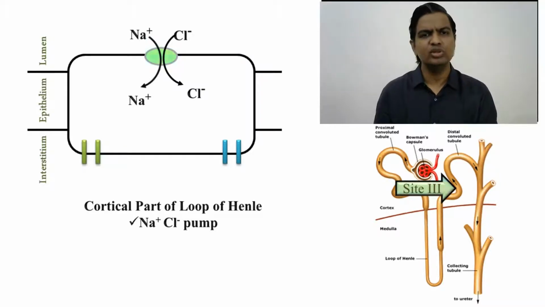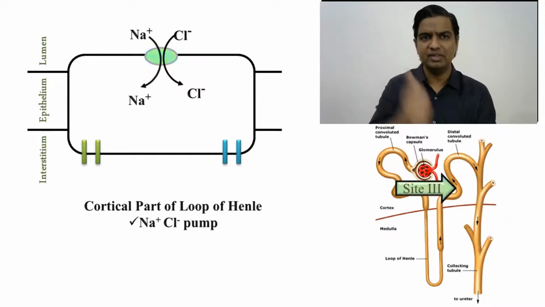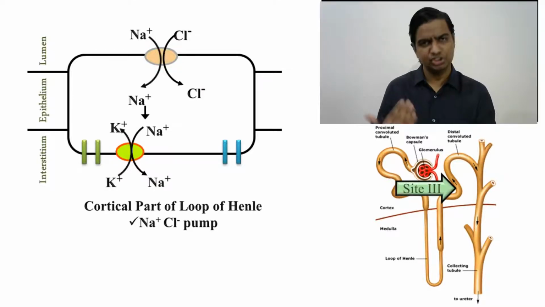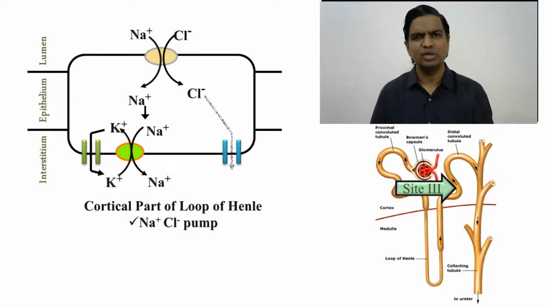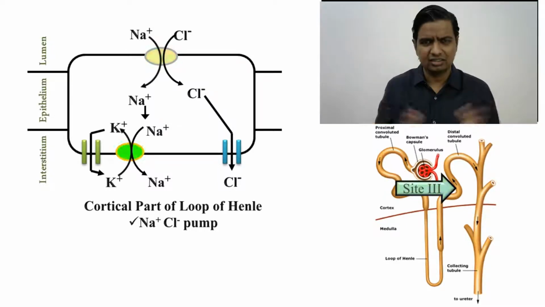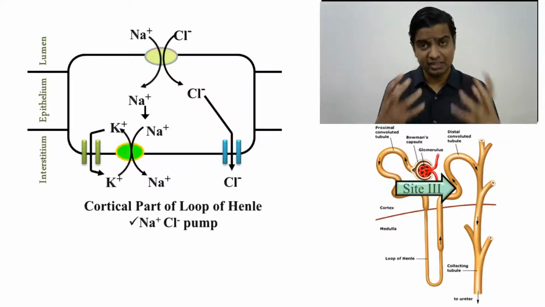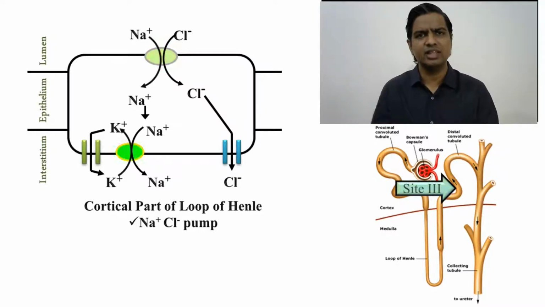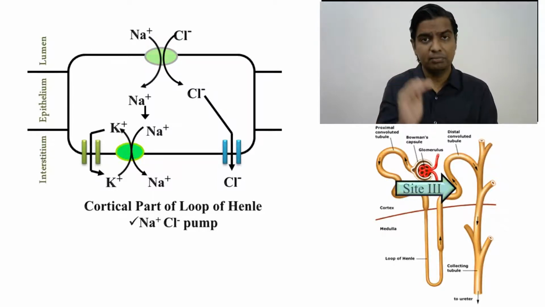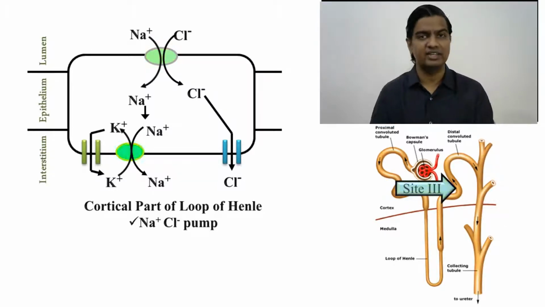It's called the sodium chloride pump. Na+ comes in and brings in a chloride. ATP is spent. That Na+ will be returned to the interstitium, into the blood, via the sodium potassium ATPase pump, and chloride will go back to maintain electrical neutrality. So this is how things can get absorbed at the level of the cortical part of the ascending limb of the loop of Henle.